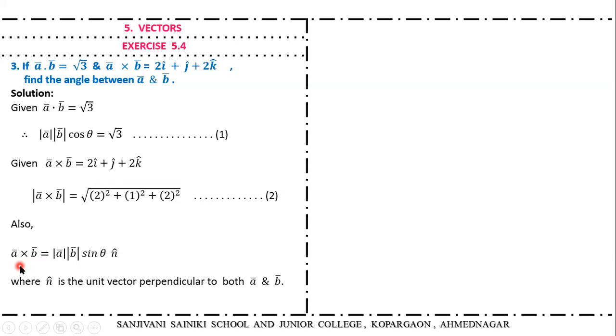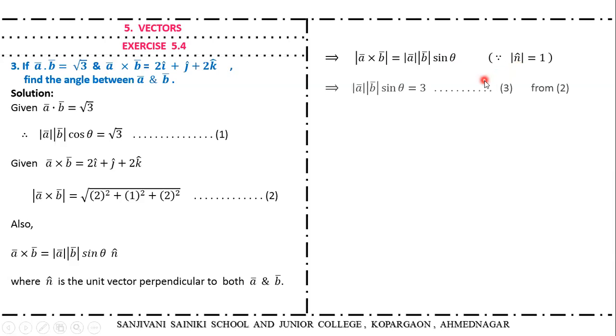Now, modulus of a bar cross b bar is defined as modulus of a bar, modulus of b bar, into sine of theta n cap, where this n cap is the unit vector perpendicular to both a bar and b bar. Which implies the magnitude of the cross product is modulus of a bar, modulus of b bar, into sine theta, because modulus of n cap is 1 since it is a unit vector.